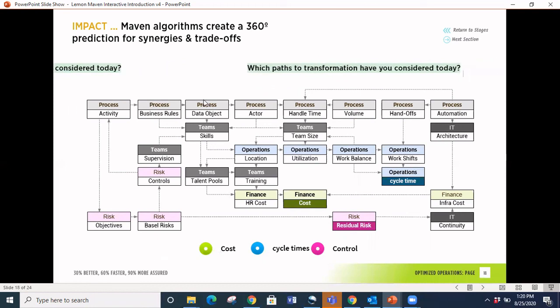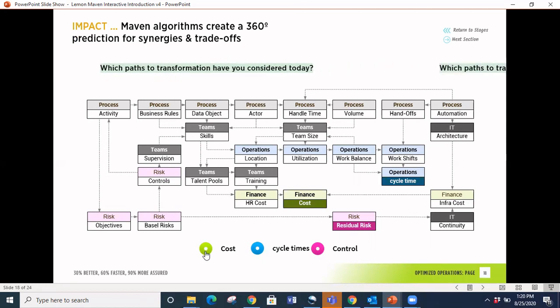User can also view this the other way around, that is which paths they should take to solve for cost. And these calculations are automatically done by Maven. For example, if someone were to solve for cost, what all metrics one should change in order to get an impact on cost.